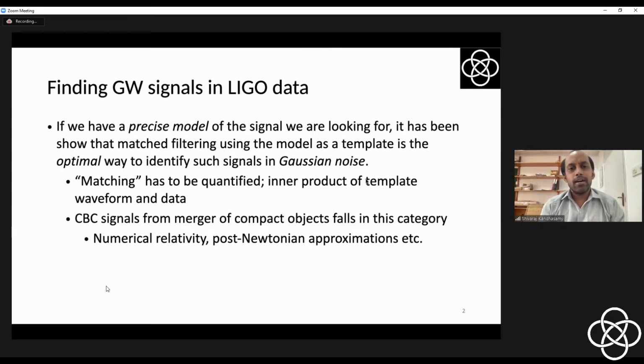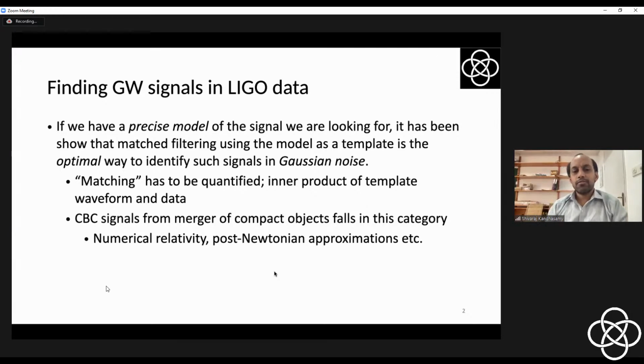This slide covers how we find gravitational wave signals in LIGO data. If we know the signal model very well, there is a theory that says we can use matched filtering to find these signals, and that is an optimal way of doing it. By matched filtering, I mean the inner product of the waveform we are looking for with the data. Whenever there is a similar signature in the data, you get higher values for this inner product, which is indicative of that kind of signal being present in the data.